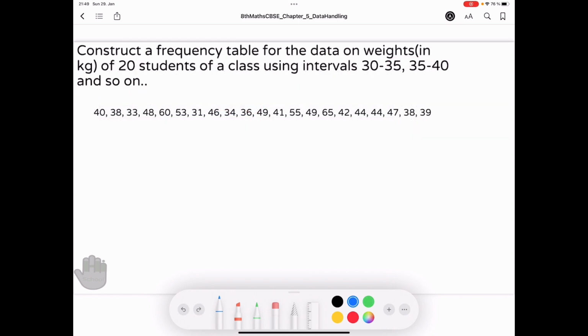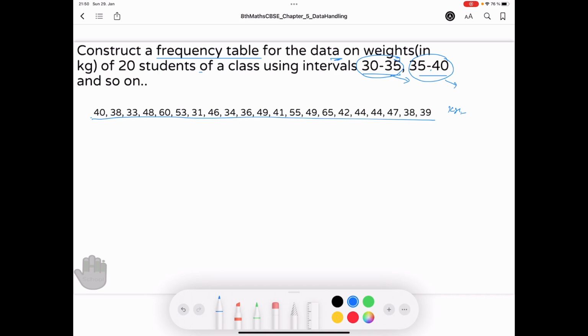So let us take now one example where we need to construct a frequency table, for the given data of weights of 20 students of a class. These weights are all in kgs. We need to classify the data into intervals like 30 to 35 kg, 35 to 40 kg, and so on. We'll have to count how many students are there between 30 kg and 35 kg. That's going to be the frequency for this class, and 35 to 40 kg will be the frequency for that class, and so on.